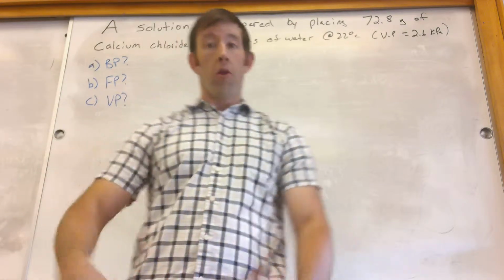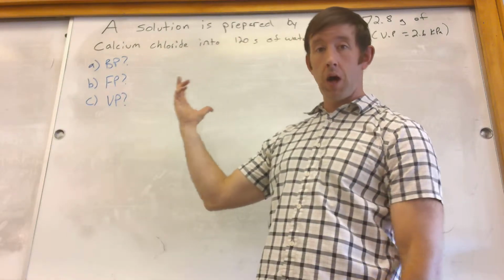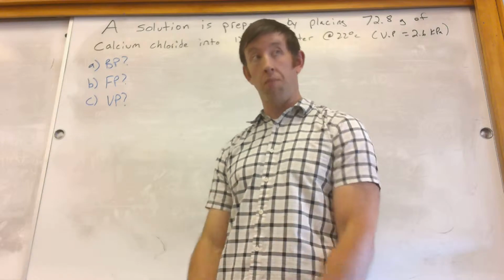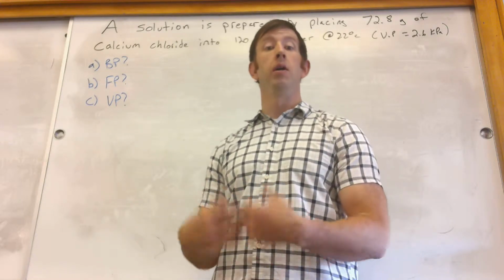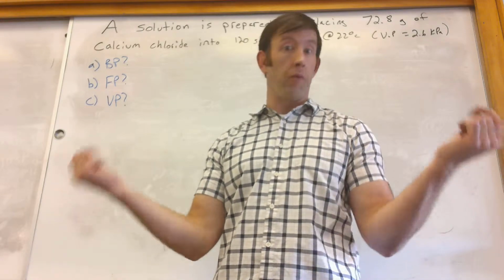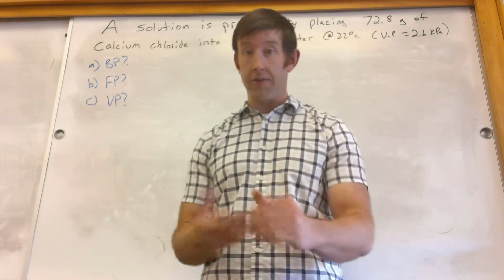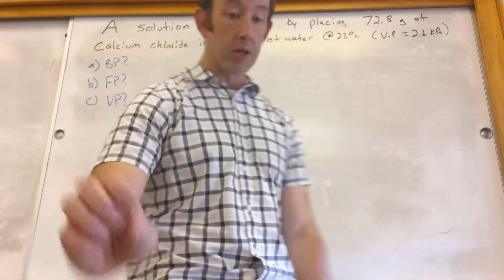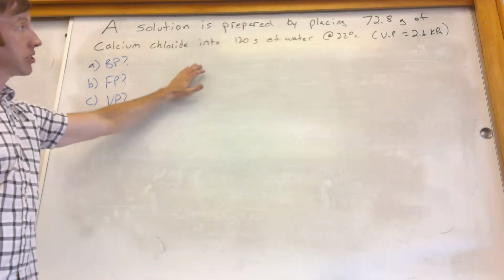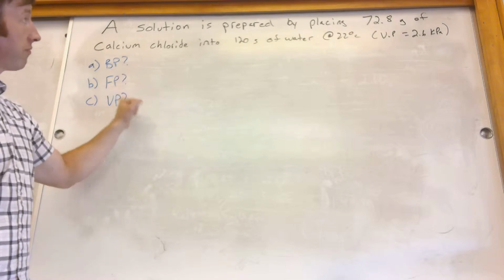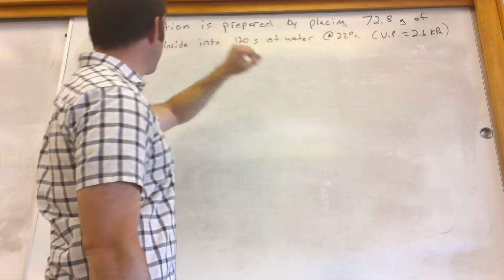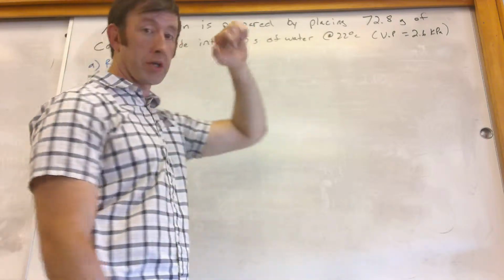So the whole purpose of what we're doing with our molality, etc., is to try to make predictions about what happens to our boiling point and melting point when it's not pure water, when we dissolve something in. That's instructive to know sometimes. So number 5 asks what's going to happen to my boiling point, freezing point, and vapor pressure if we dissolve 72.8 grams of calcium chloride into 120 grams of water.